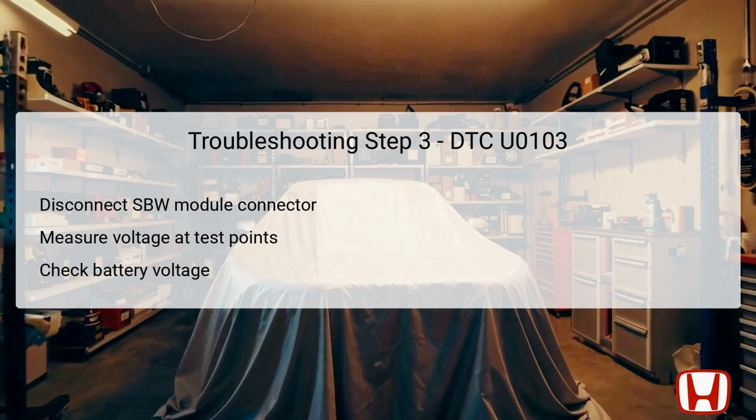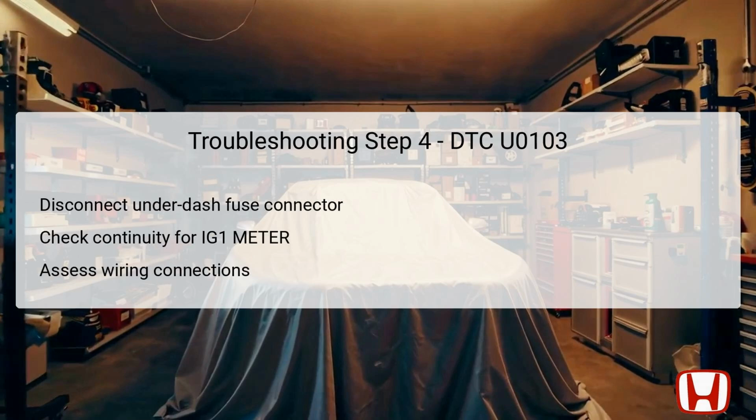If you do measure battery voltage, it confirms that the +B TCU wire is intact, allowing you to progress to the next diagnostic step. However, if no voltage is detected, it indicates an open circuit that requires repair between the SBW module and the B15 fuse. Step 4 involves checking the IG1 meter line for continuity to ensure signals can be transmitted to the TCM.